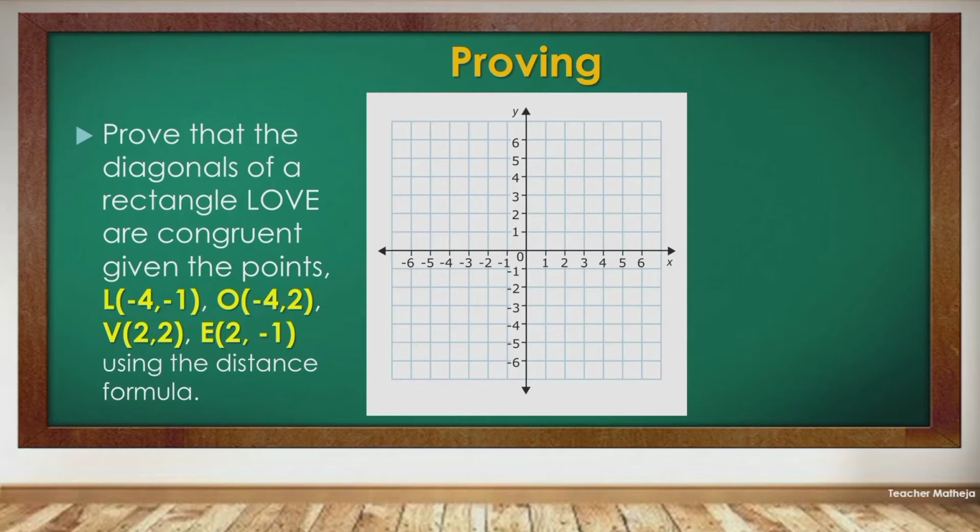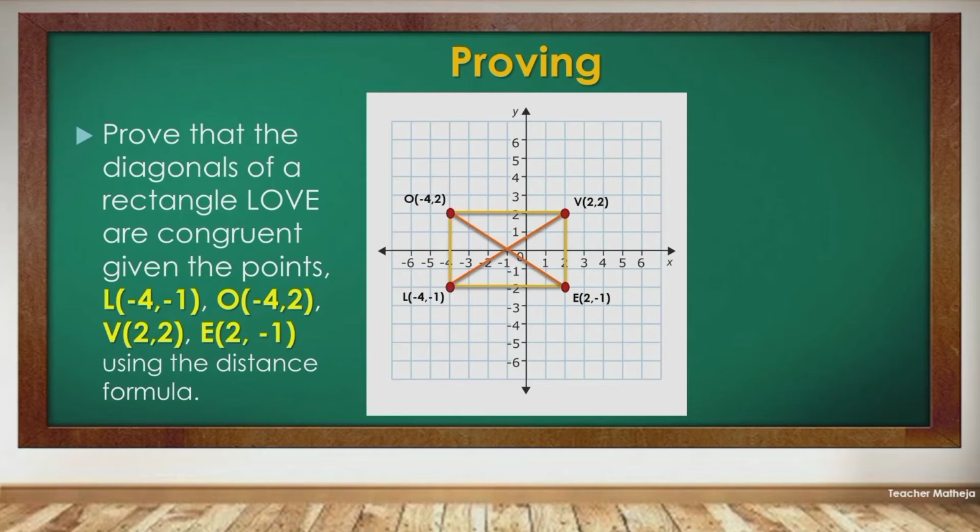So again, plot the points. On the coordinate plane, we have L, O, V, and E. We can form a rectangle. So, we are going to prove that the diagonals of this rectangle are congruent. So, we have the first diagonal, LV, and the second diagonal, OE.